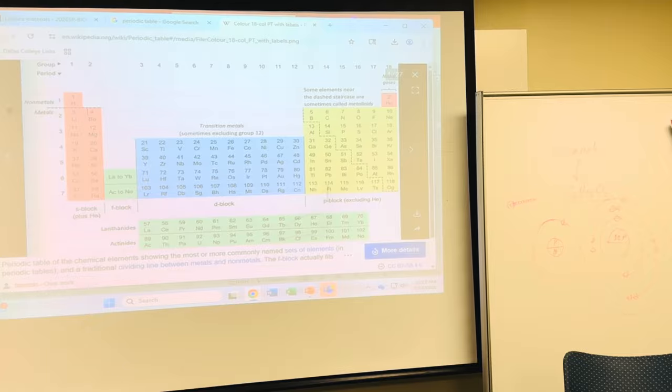Okay. Now lithium has 3 electrons. So what does that mean? Their first shell is full and the second shell has how many electrons? 1 electron.